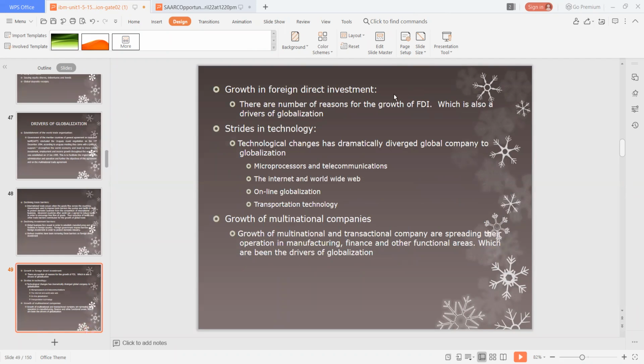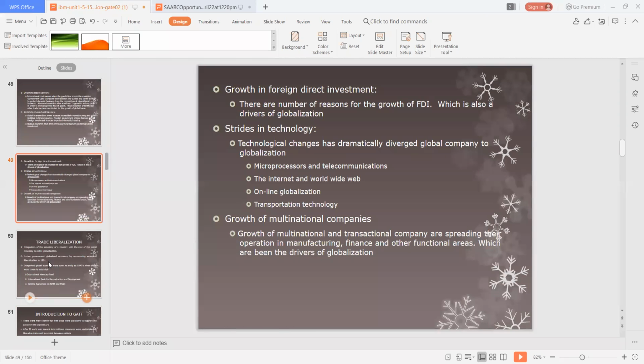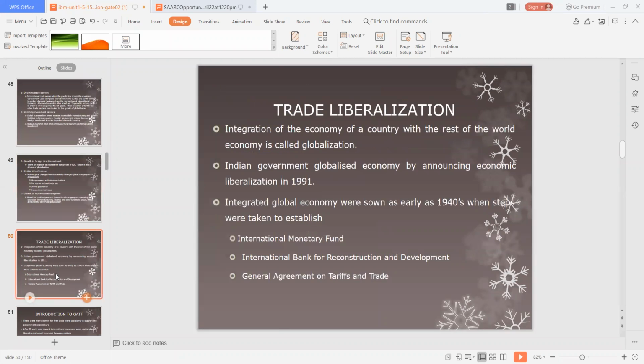So growth in foreign direct investment. There are a number of reasons for growth: strides in technology, growth of multinational companies. So we discussed liberalization, privatization also, trade liberalization, integration of the economy of the country with the rest of the world. That is called globalization, right? So these are the things that happened.